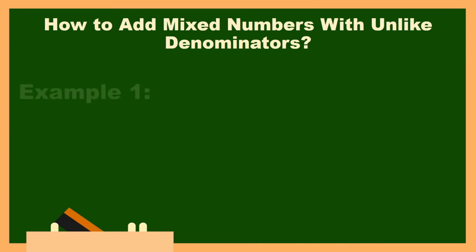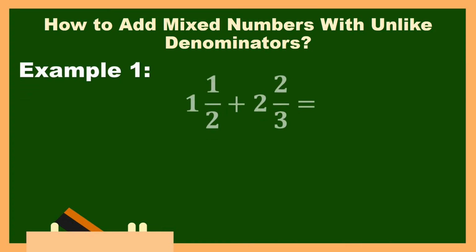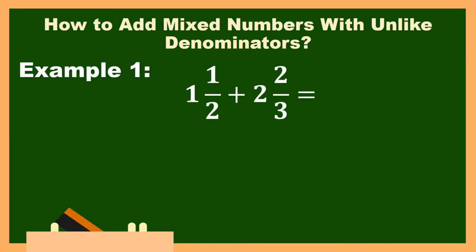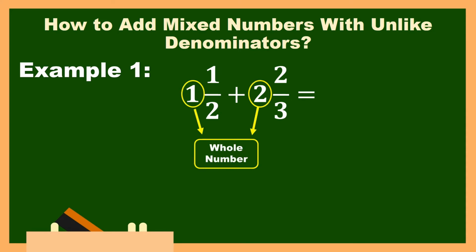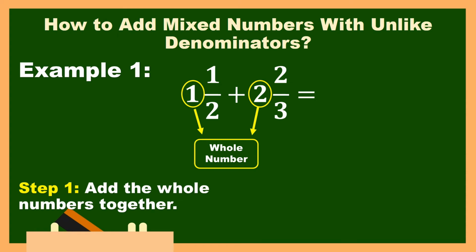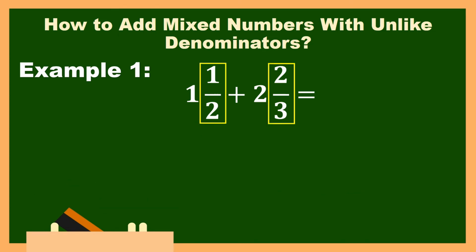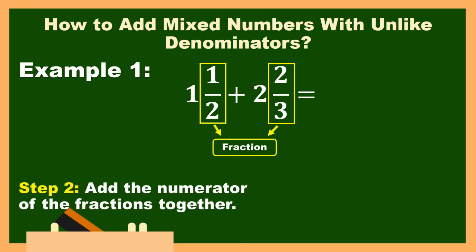For example, 1 and 1/2 plus 2 and 2/3. So, 1 and 2 are the whole numbers. And in step 1, add the whole numbers together. So, 1 plus 2 is equal to 3. Then, 1/2 and 2/3 are the proper fractions. Step 2, add the numerators of the fractions together.